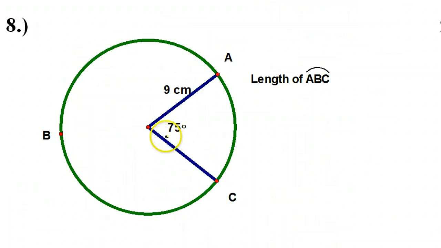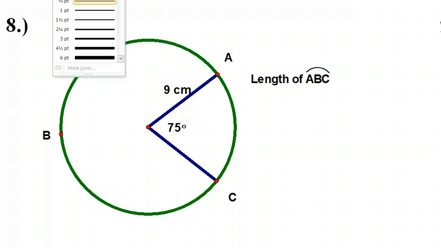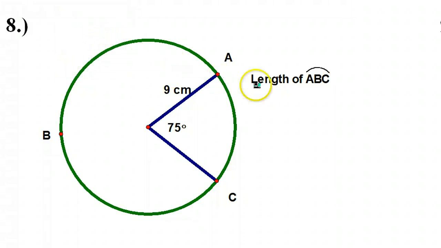All right, be careful with number 8. This is something that comes up often. It's just one small trick. If you pay attention, it's easy to understand, but it's also very easy to overlook. We're looking for the length of arc ABC, all right? Arc ABC is the major arc going the long way around the circle, all right? It's the one that I'm highlighting in pink right now. So this is arc ABC.